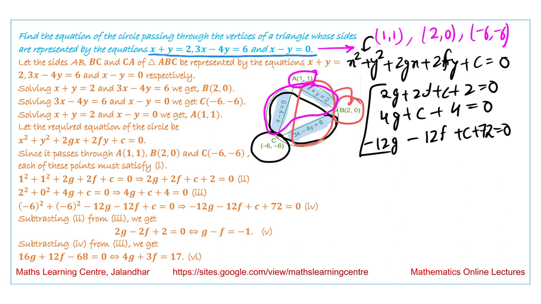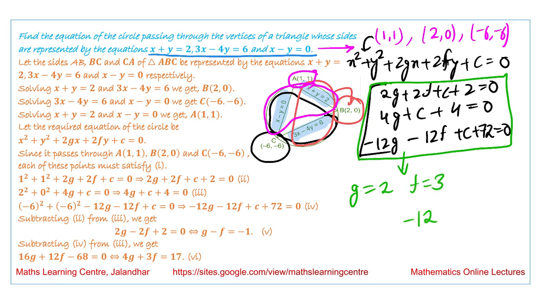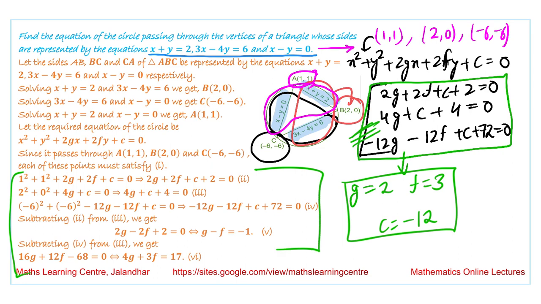Again, these are 3 simultaneous equations in g, f and c. By solving these equations, we obtain the values of g, f and c. You must try to solve these on your own. If you are not able to solve these equations, you can look at these steps over here, how you can solve them, and you will obtain the values of g, f and c.